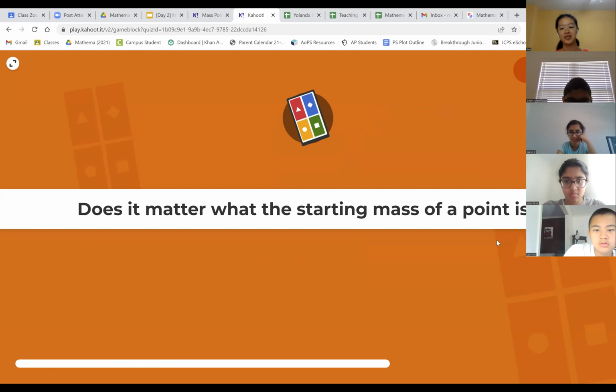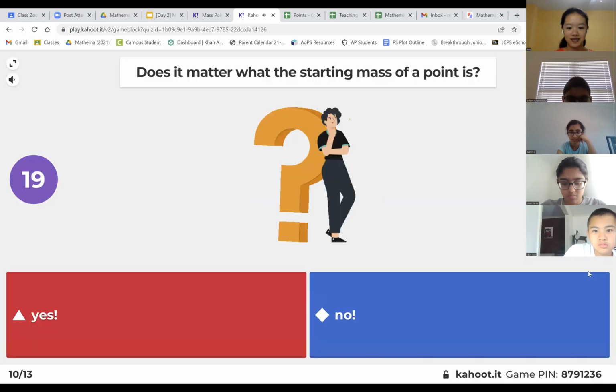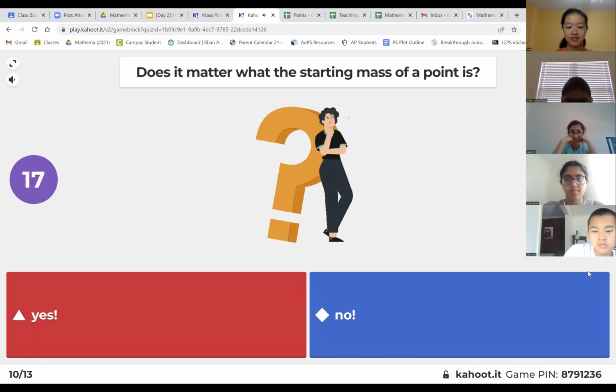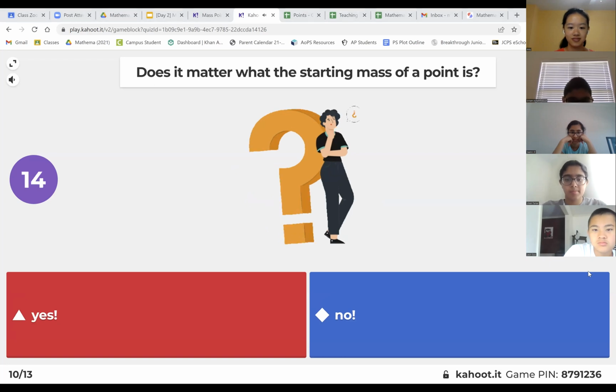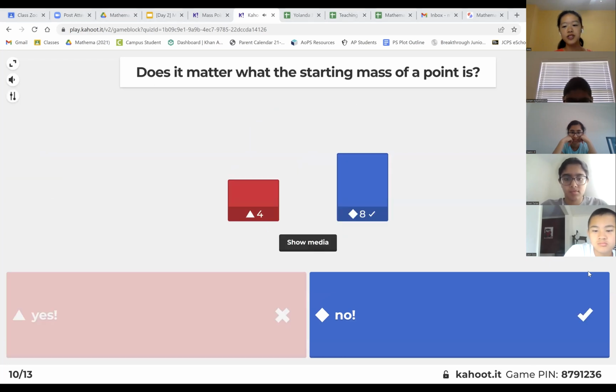Doesn't matter what the starting mass of a point is. Yeah, so for this one, it doesn't really matter what the starting mass is. You can change it later if you really want to. You just preferably choose the easiest mass, but honestly, you could assign whatever mass to it you want. It's just all the masses of the points that follow do matter, but the first mass does not matter.